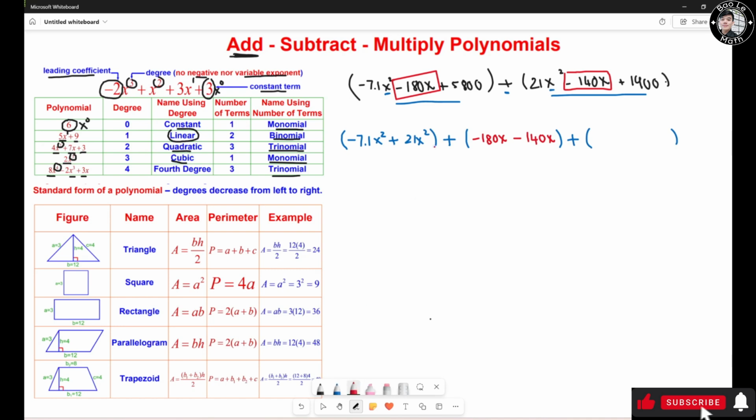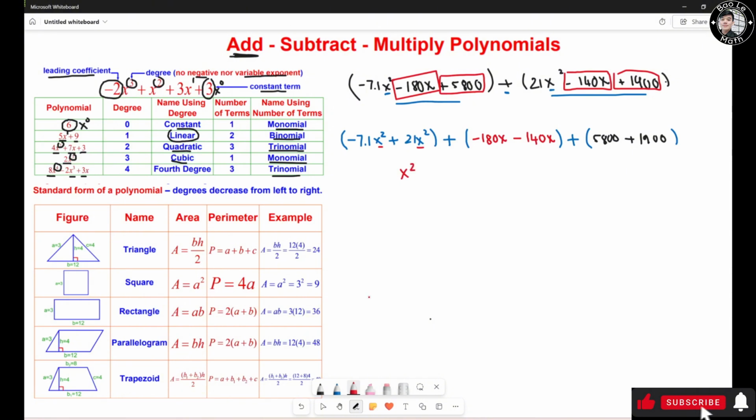Now the last two terms, you have 5800 and 1900. So you put this guy over here, 5800 plus 1900. Okay. Now you see that they have the same s squared, you just rewrite s squared.